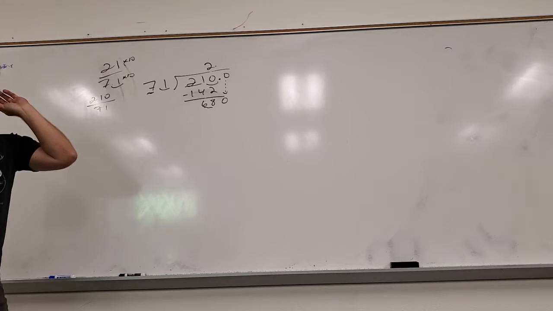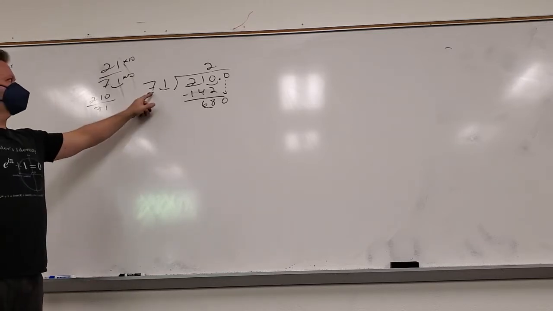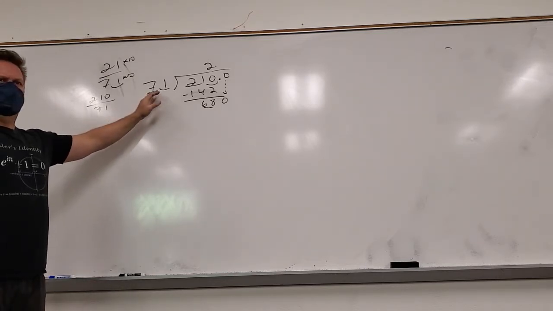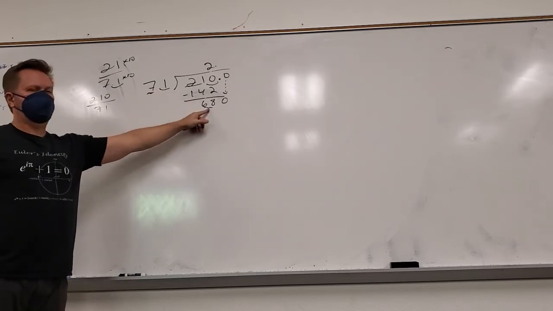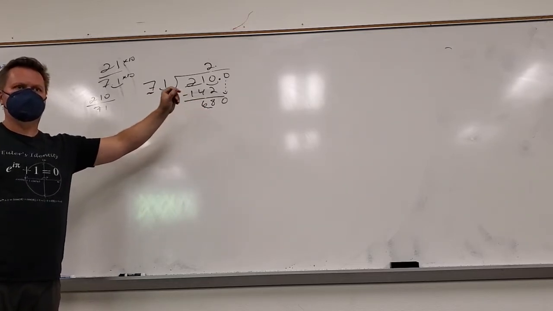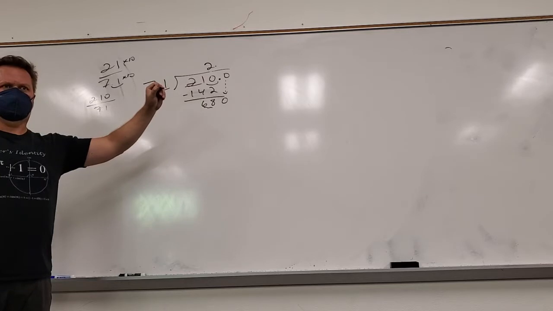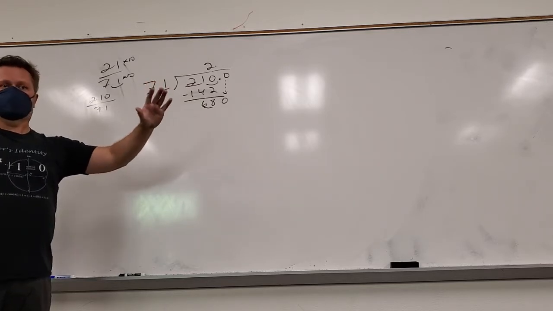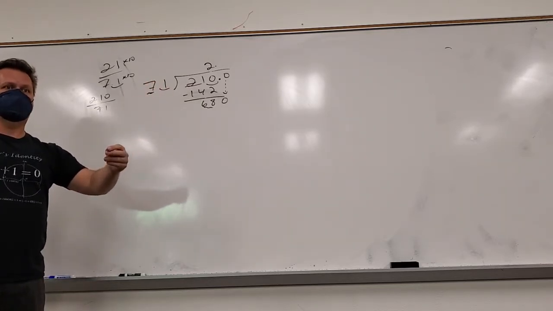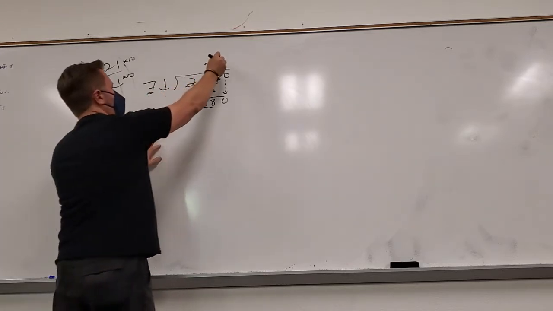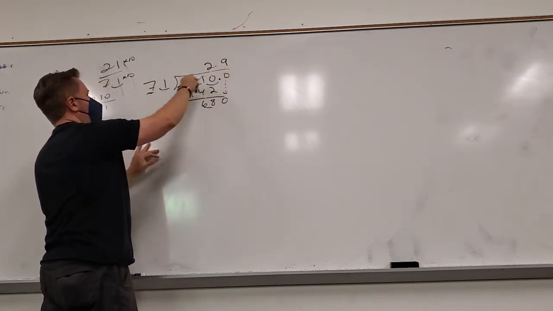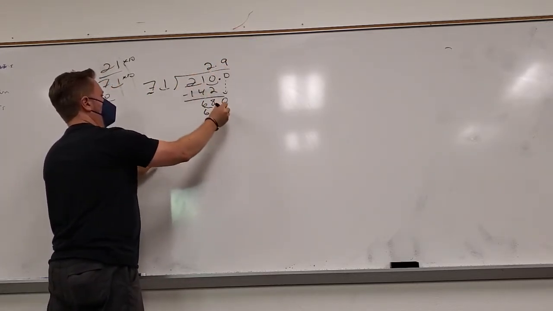Well, more 7s than 1, right? 7 times what is close to 68? Less than 1. 9. 9, right? Because what's 7 times 9? 63. So yeah, 9 times 7 is 63. Times 1 is 9.